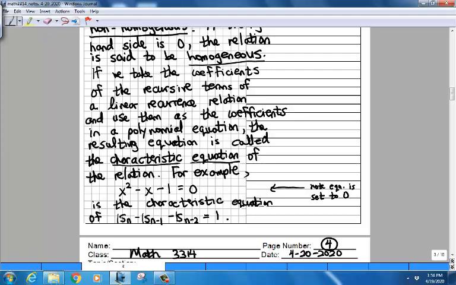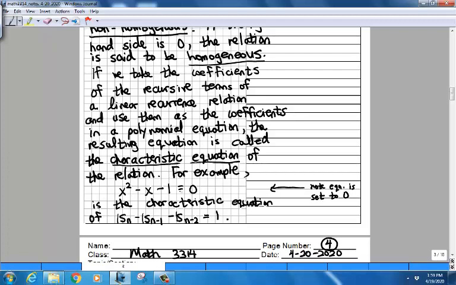So my polynomial would be 1 times x squared, and then -1 times x, since this coefficient is -1, and then -1 times x to the 0th power, which is just 1. So this third term turns out to be -1. And then I'm going to set that not to 1, but automatically to 0. That equation, which in this case turns out to be a quadratic equation, is called the characteristic equation for the recurrence relation.